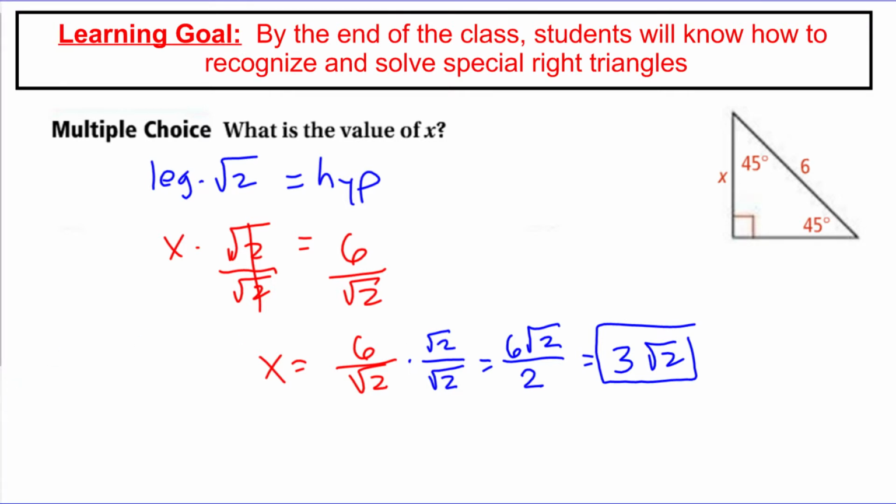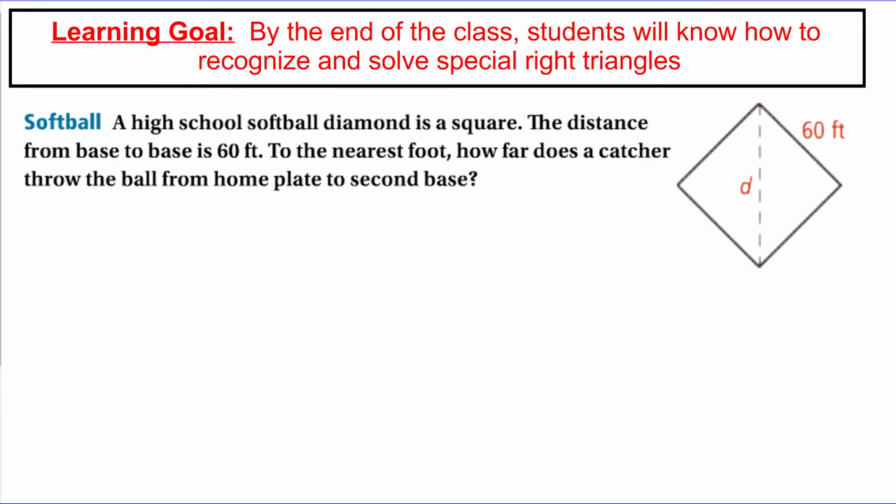Okay? So let's take a look at one more example applying 45-45-90s, and that's a problem that actually involves a square or a diamond, right? A diamond's really a square just turned on its side, okay? So if I'm looking at a softball diamond, on a softball field, the bases are all 60 feet apart, right? So if this is home plate down here, it would be 60 feet to get to first base, 60 feet to get to second base, 60 to third, 60 to get back home. So what they're wondering is, if the catcher who sits here at home plate throws a ball directly to second base, follows this straight line, how far is that, right?